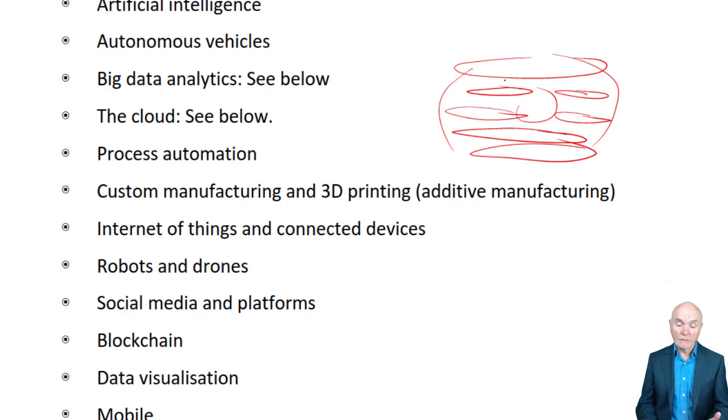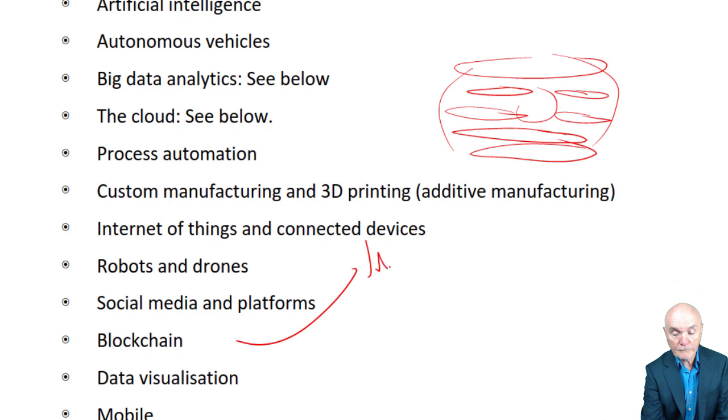We have robots and drones, self-explanatory. Social media, we've mentioned. Blockchain, worth a bit of a mention here. Blockchain is a kind of cryptographic technique. I think all we need to know with blockchain are probably two things. First of all, it's indelible.